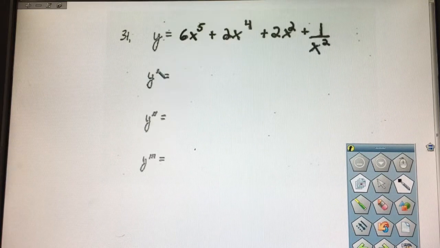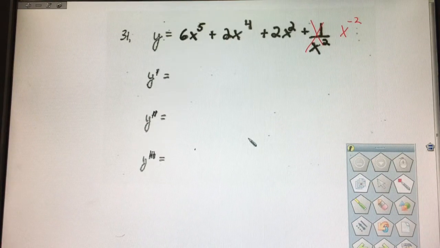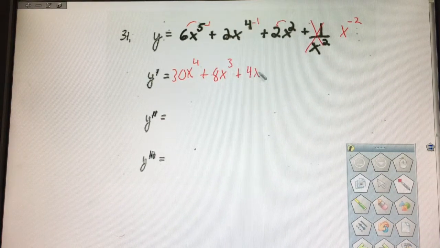Multiple derivatives. First derivative, second derivative, third derivative. First thing I want to do is rewrite this so I can just use the power rule. I'm going to rewrite this back end as x to the negative 2 and then just take the derivative of each term. 5 times 6 is 30x to the 4th, I minus 1. 4 times 2 is x to the 3rd because I minus 1 from the exponent. 2 times 2 is 4x, minus 1 just gave me 4x. Now negative 2 times 1 is negative 2, and I subtract 1 from that to get x to the negative 3.